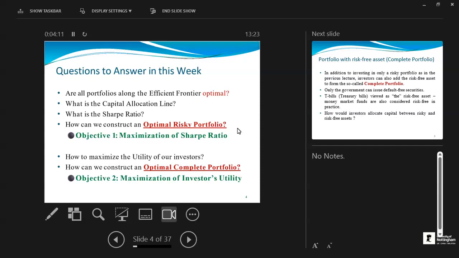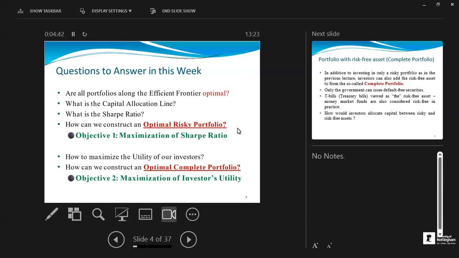So the next thing we'll look at is the capital allocation line, and we'll define the Sharpe ratio and how we can construct an optimal risky portfolio. We'll first construct an optimal risky portfolio, so that will be our first objective. How can we create an optimal risky portfolio? Our objective here would be to maximize the Sharpe ratio, and we'll define what the Sharpe ratio is.